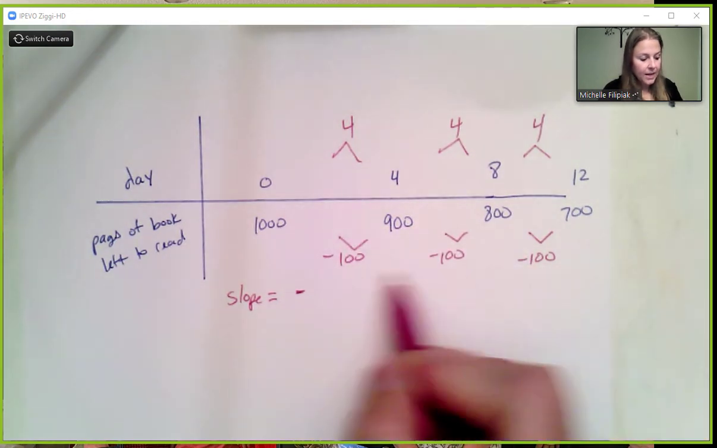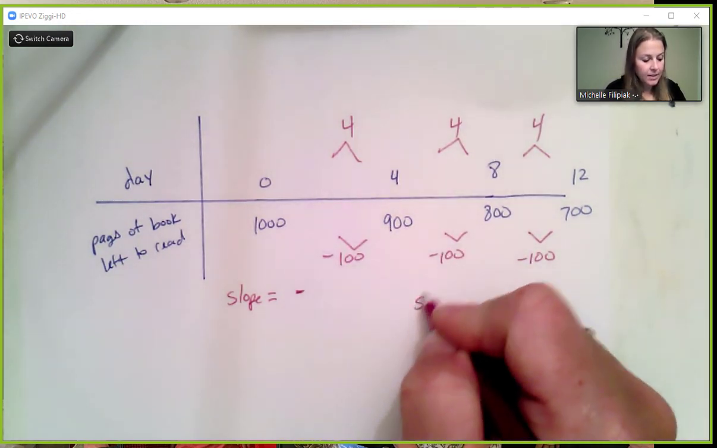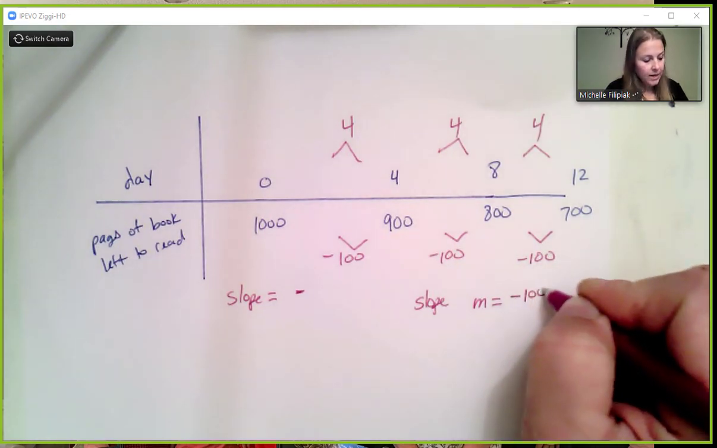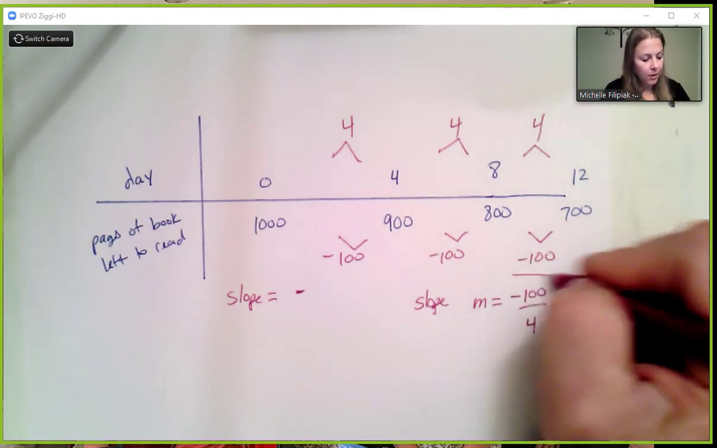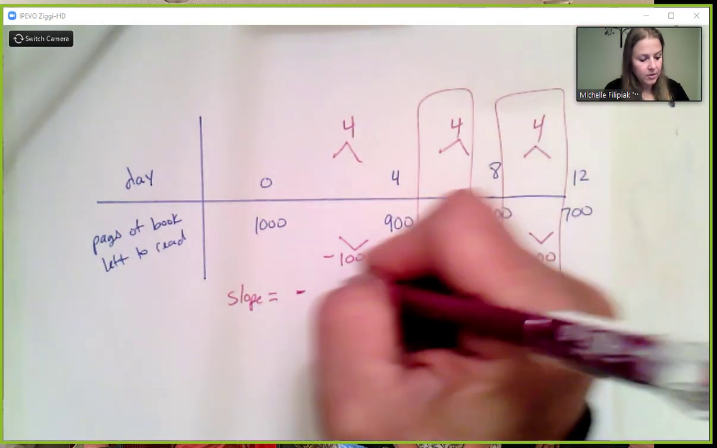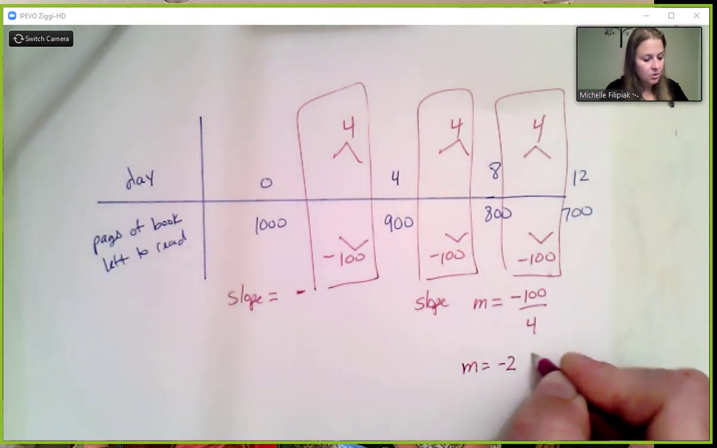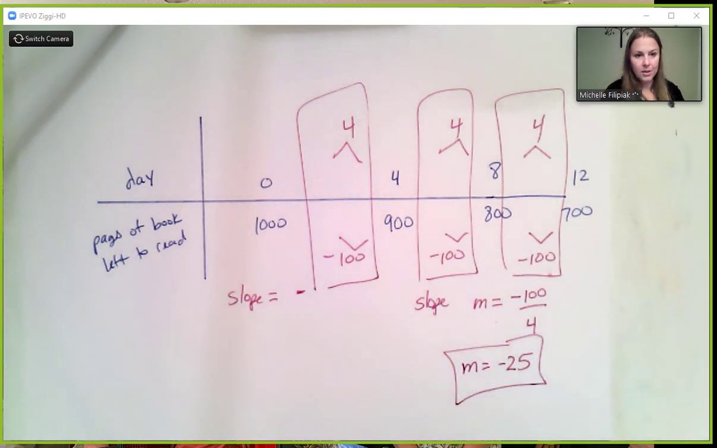So I'm going to put a negative 100 there. So when I find the slope, which is also known as m, we're going to do negative 100 divided by 4. All of these are negative 100 over 4, and that is negative 25. So this means you're reading 25 pages a day.